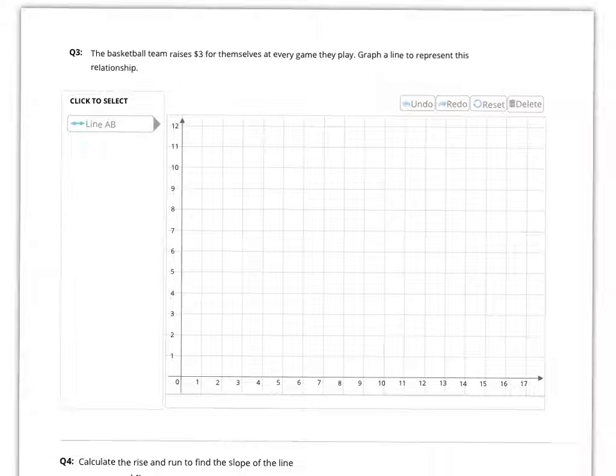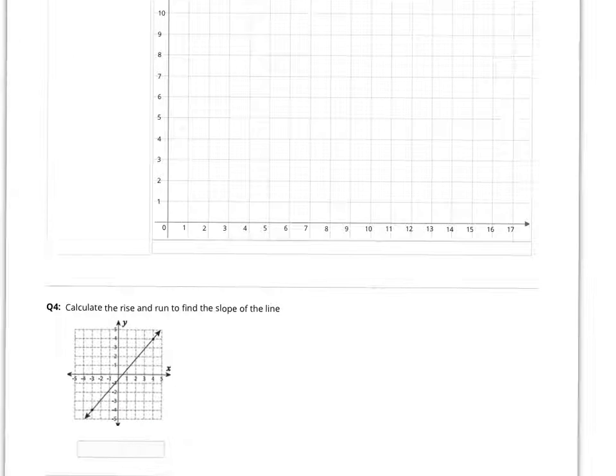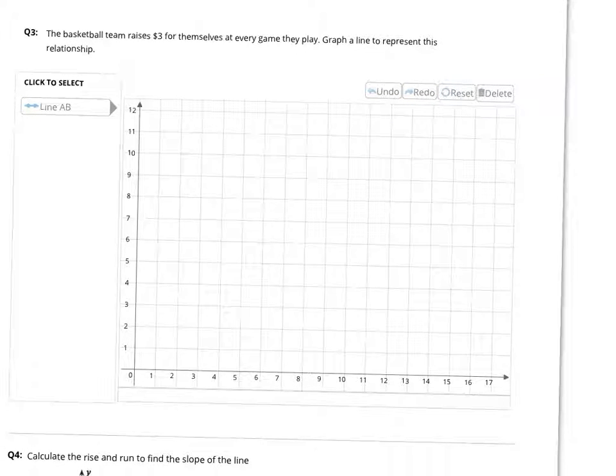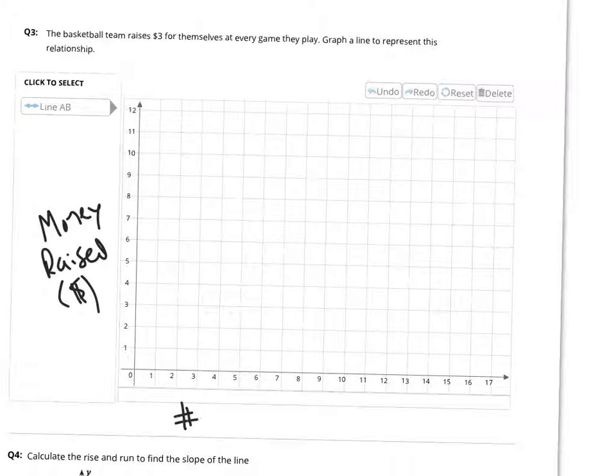Number 3, basketball team raises $3 for themselves every game they play. Graph a line to represent this relationship. One thing they didn't do here was label the X and Y axes. So this should be, probably we want to see a change in how much money they've raised. So usually what we want to see a change in, we would put that on the y-axis. So this would be like money raised in dollars, and this x-axis would be the number of games.